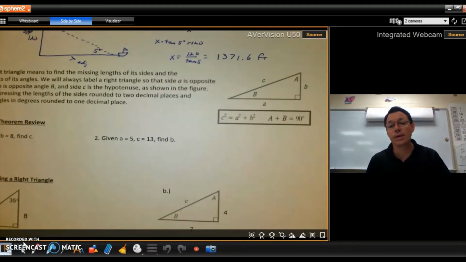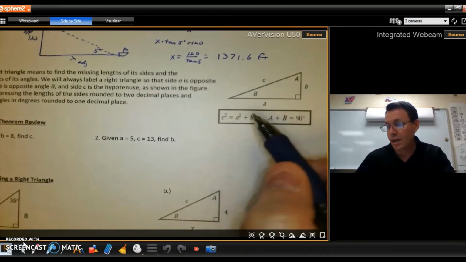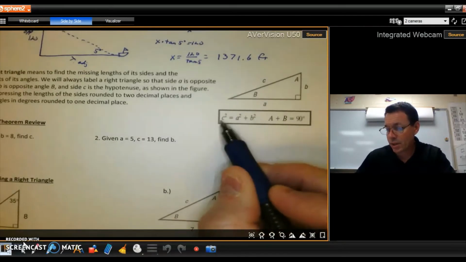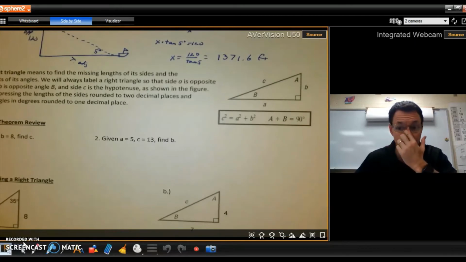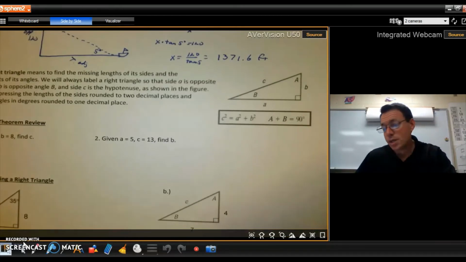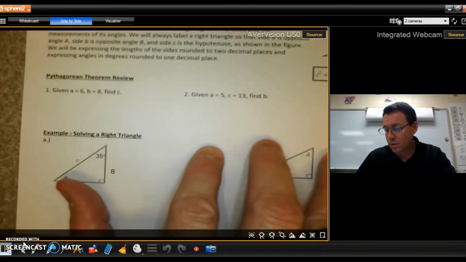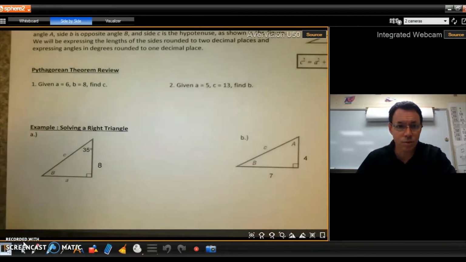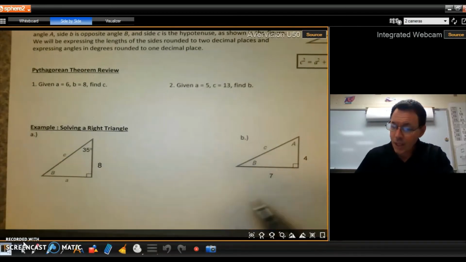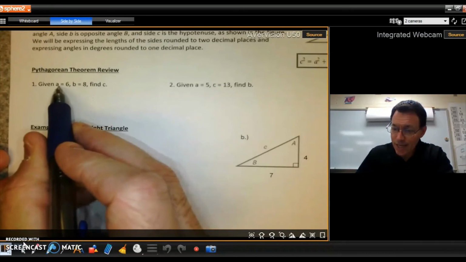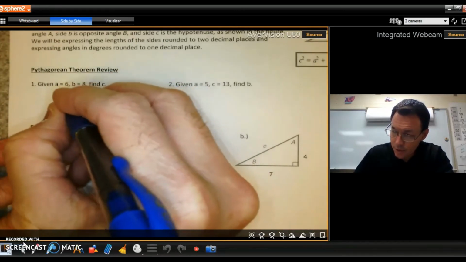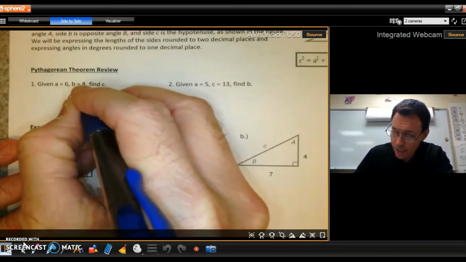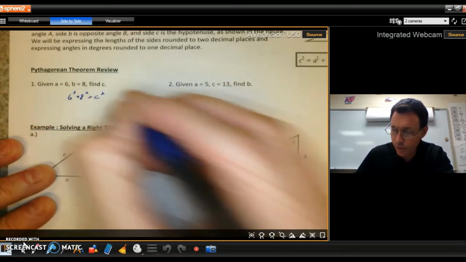I also know from geometry if I have a right triangle and I know 2 sides, I can always find the third side by using the Pythagorean theorem. So a squared plus b squared equals c squared, where c is always going to be our hypotenuse, our longest side. Before we get into this, a couple quick examples, a little review of the Pythagorean theorem. If I am given a and b and I want to find c, that means I'm going to do 6 squared plus 8 squared equals c squared.